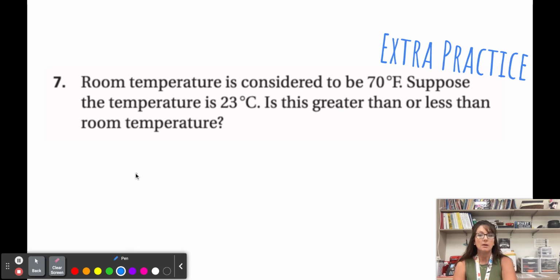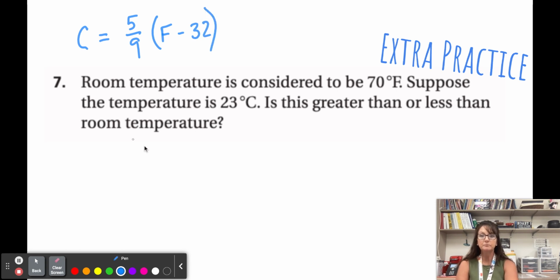So we kind of need to go back to that formula at the beginning. It says the degrees Celsius is equal to 5/9, and then we had Fahrenheit minus 32. Okay. So it says room temperature is considered to be 70 degrees, right? Suppose the temperature is 23 degrees Celsius, and we don't know, is that greater than or less than the room temperature? So we need to convert this to Fahrenheit.